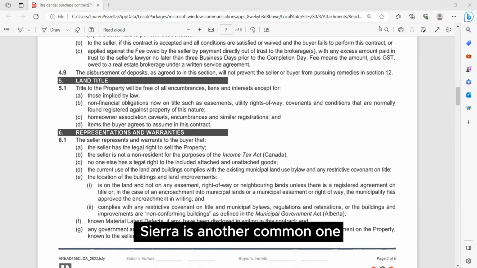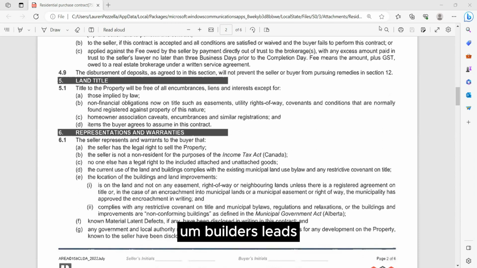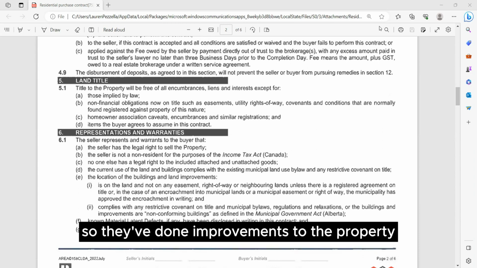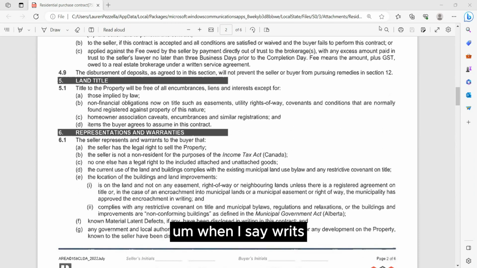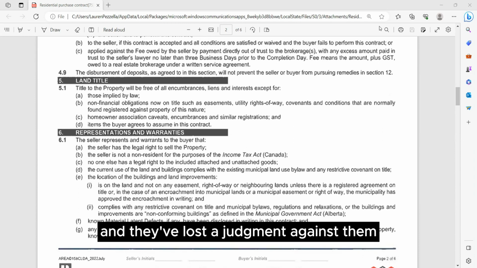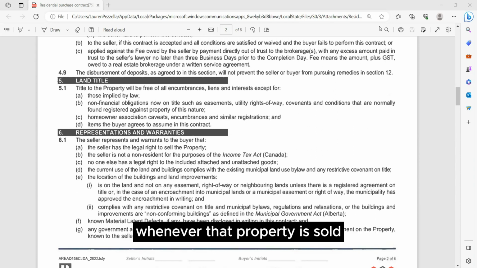CRA is another common one. So someone owes taxes. So sometimes the government will file a lien against the property for taxes. Builders liens are another one. So they've done improvements to the property and they haven't paid everyone. So they may file a builder's lien. When I say writs, someone has a debt and they've lost a judgment against them. And so again, they might register a writ against the property to collect on that judgment whenever that property is sold. So typically all those things get paid out.